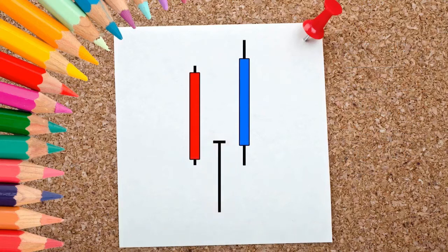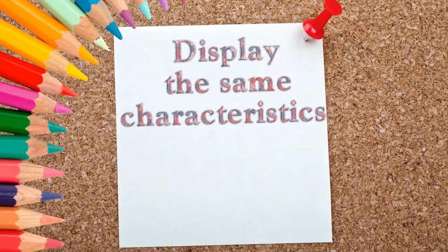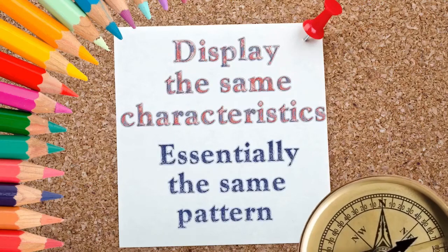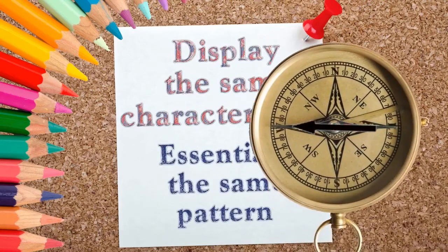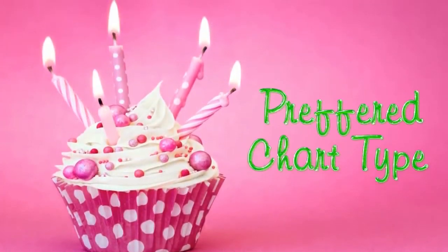Candlestick pin bar formations naturally also display the same characteristics that we listed above for standard bar chart pin bar formations, as essentially they are the same pattern. Just one is described in Western technical terms, while the other is in Eastern technical terms. Naturally, we use candlesticks as our preferred chart type, so our examples will be taught as such.